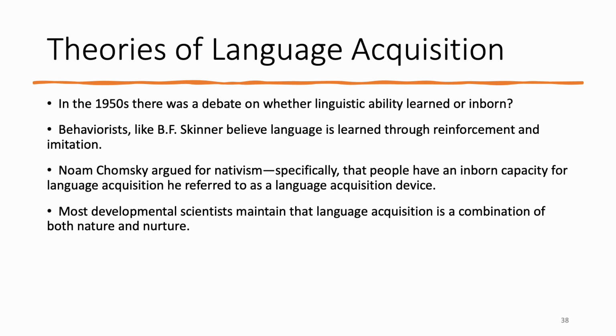The theories of language acquisition. In the 1950s, there was a debate of whether linguistic ability was learned or inborn. Behaviorists like B.F. Skinner believed language is learned through reinforcement and imitation. Noam Chomsky argued for nativism, specifically that people have an inborn capacity for language acquisition. He referred to it as the language acquisition device. Most developmental scientists maintain that language acquisition is a combination of both nature and nurture.